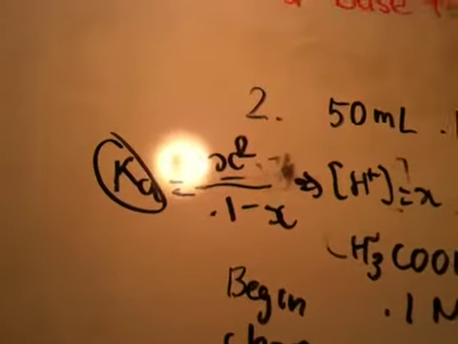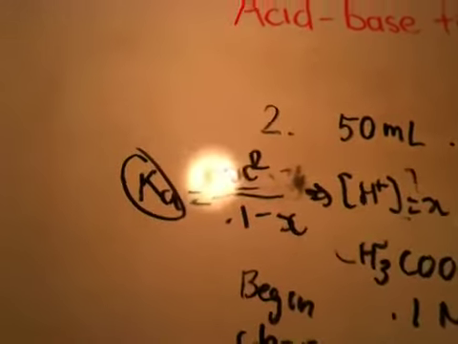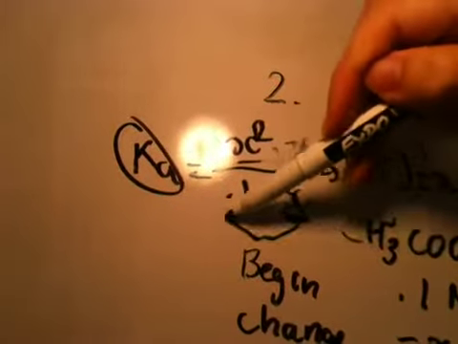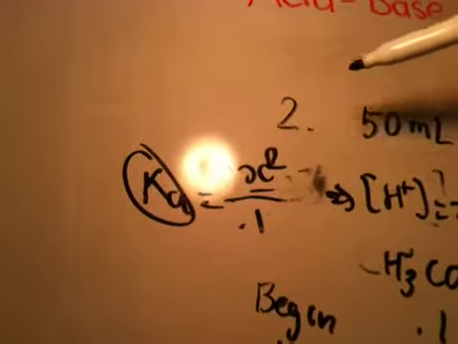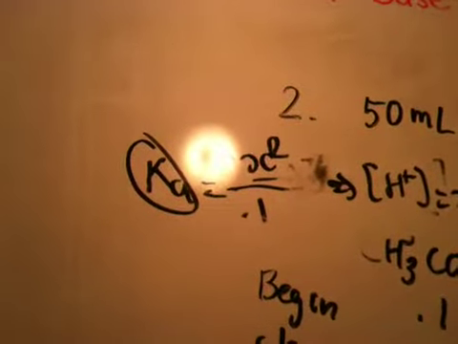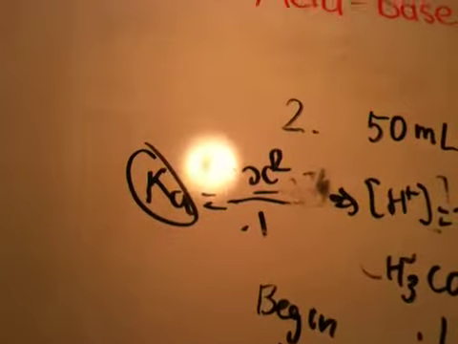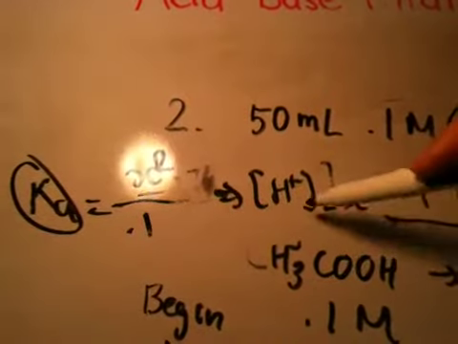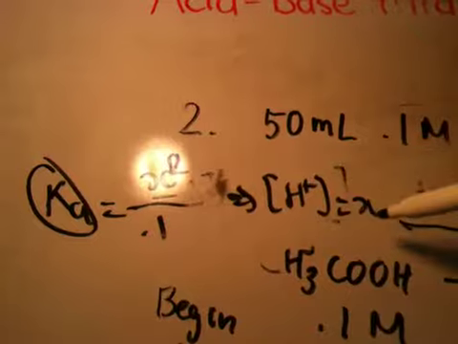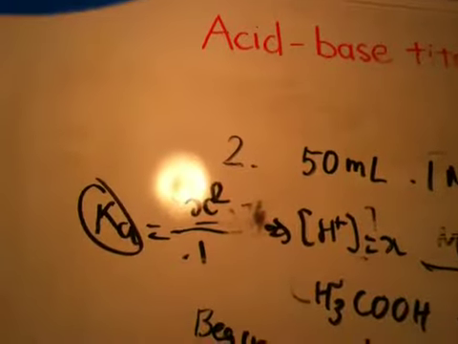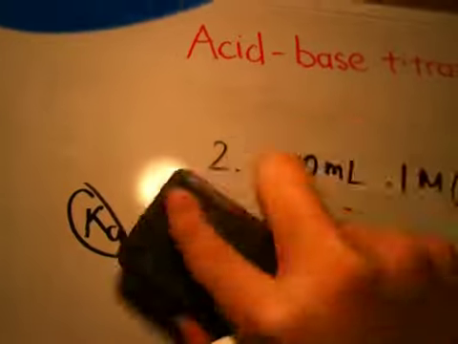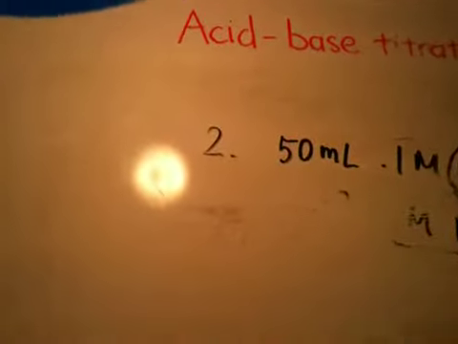Now, for many types of problems, since x is so small compared to this, we can assume the denominator to be just 0.1, because we don't want to deal with the complex quadratic formula, and in many cases we have multiple choice questions for these types of problems, so we want to be as simple as possible. So find the hydrogen concentration by finding x, and then find pH, which is pretty easy. Alright.